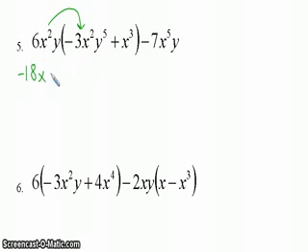X to the 2nd and x to the 2nd. Add them together. Come up with the x to the 4th power. This invisible 1 combined with your 5, make a y to the 6th power.